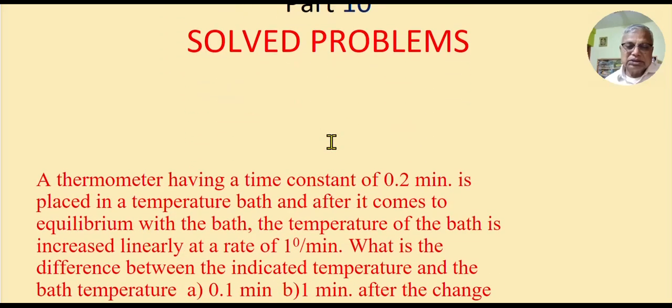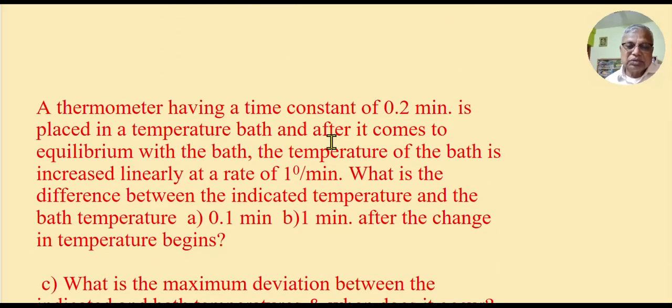The problem is this: a thermometer having a time constant of 0.2 minute is placed in a temperature bath, and after it comes to equilibrium with the bath, the temperature of the bath is increased linearly at a rate of 1 degree per minute. What is the difference between the indicated temperature and the bath temperature at 0.1 minute and 1 minute after the change in temperature begins? So these are two questions, A and B.